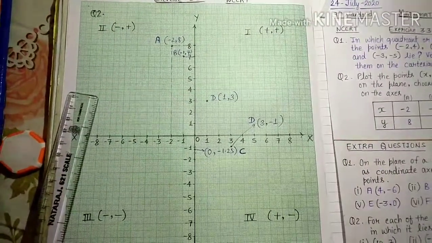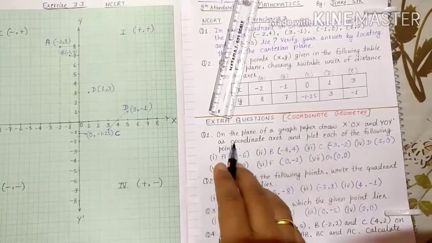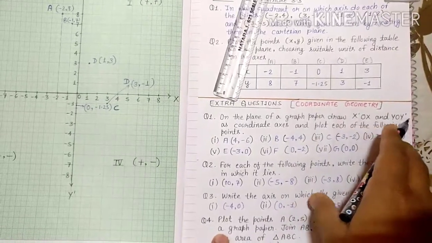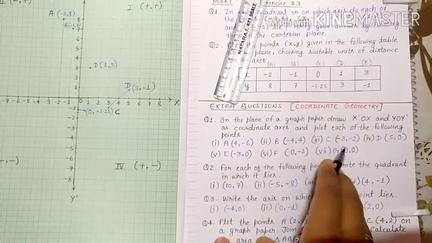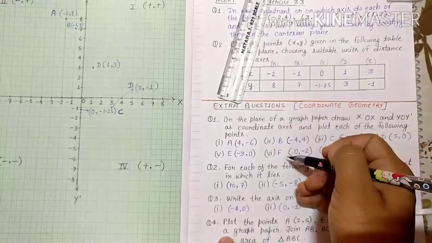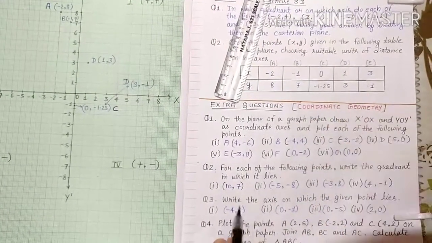Okay, so now move towards the extra questions of coordinate geometry. On the plane of a graph paper, draw XOX', YOY' as coordinate axes and plot each of the following points. You have to plot these points here. It is the same as this question, so I hope you can solve it as we have just solved this one, on the basis of this only. Now move to question number 2.